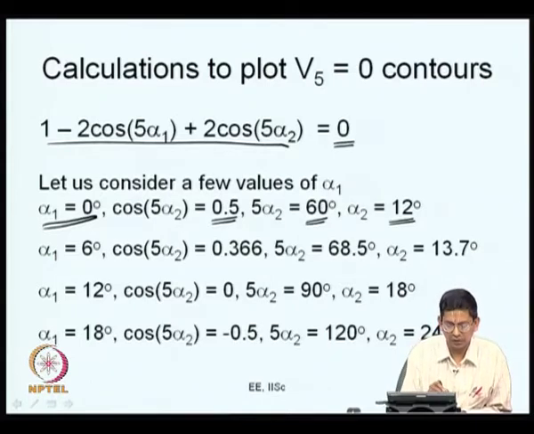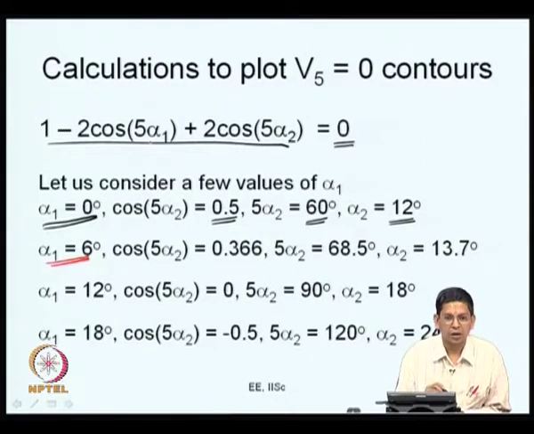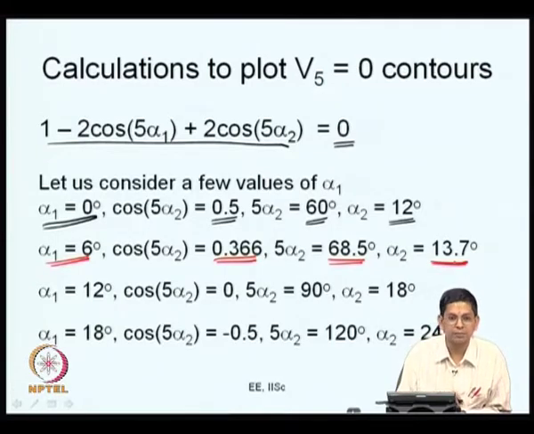So, when alpha 1 is 6, I have cos 5 alpha 1 is cos 30, and cos 30 is equal to root 3 by 2. So, 2 into root 3 by 2 is simply root 3. So, it is 1 minus root 3. It goes to the other side, and if you plug alpha 1 equal to 6 into the equation, you get cos phi alpha 2 is equal to 0.366. So, cos phi alpha 2 is 0.366 means that phi alpha 2 is 68.5 degrees, and the corresponding alpha 2 is 13.7.